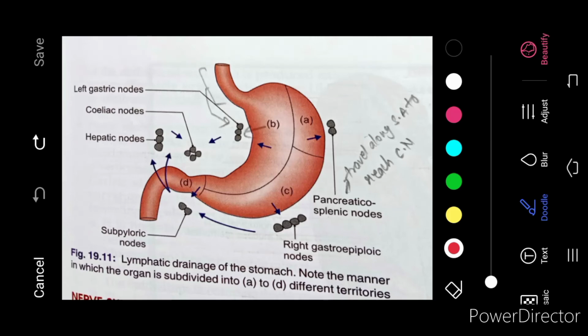Today we'll be studying about lymphatic drainage of the stomach. So here in the figure we can see the lymphatic drainage of the stomach.